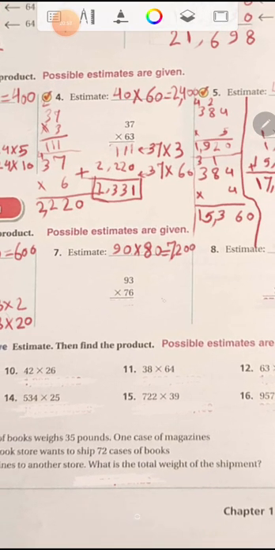Okay, let's find the answer here. So first I will multiply 39 by 6 in the ones, and I will multiply 39 by 7 in the tens digit. The value for this 7 will be 70. Okay, now let's start. I will multiply 39 with 6.